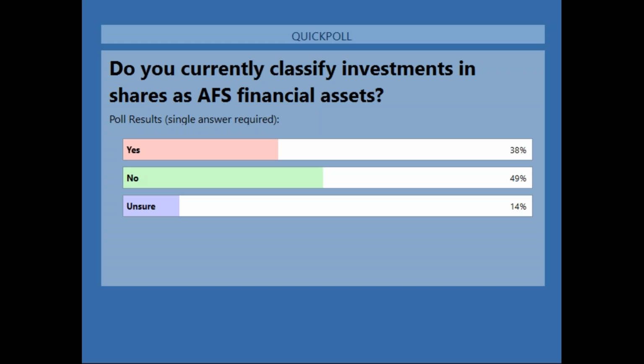Therefore, definitely consider the new categories in AASB 9. And start to think on whether you want to make that irrevocable election for certain of those investments in shares to go to fair value through other comprehensive income, or whether you want to put it in fair value through profit and loss. So those would be your 2 options going forward. Definitely think about that. 49% says no, and then a few unsure.